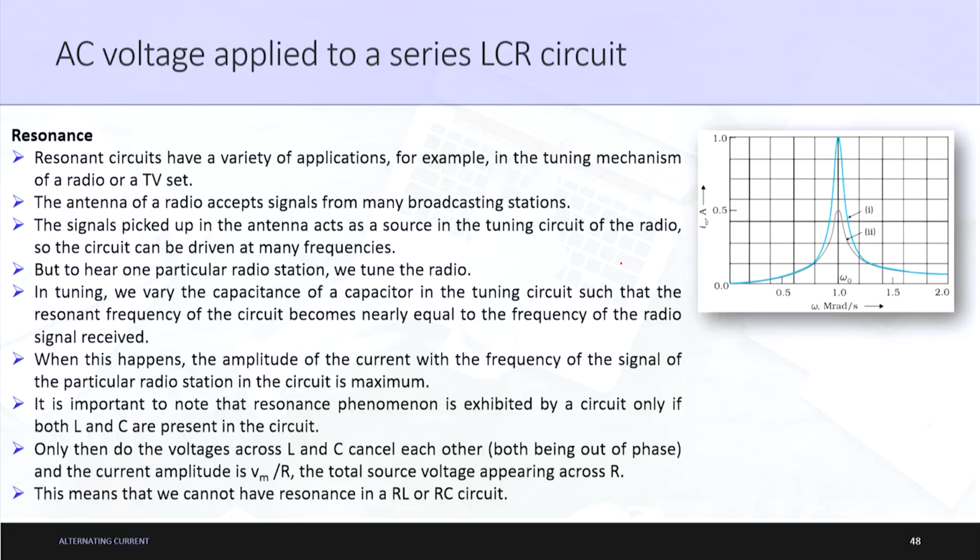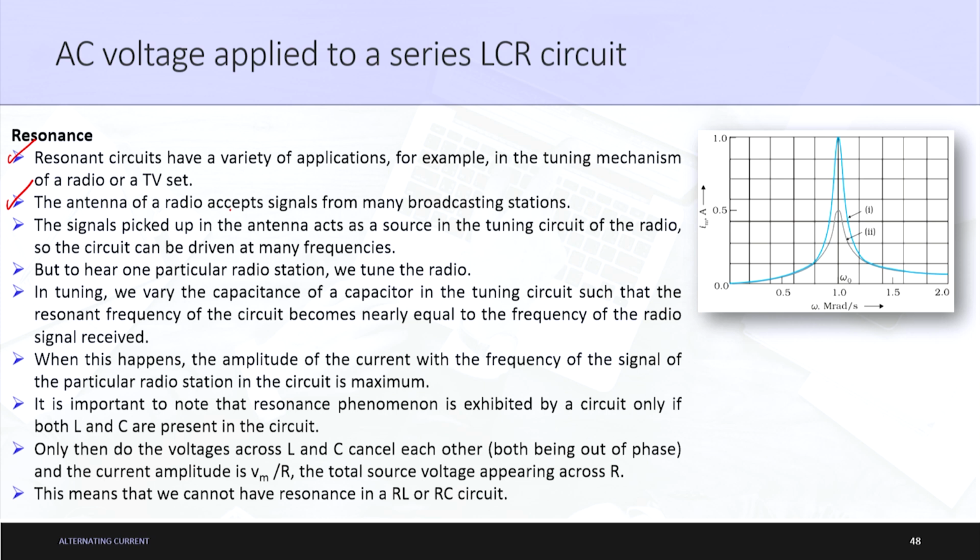Now let us try to understand the application part, some examples. Resonant circuits have a variety of applications, for example, in the tuning mechanism of a radio or a TV set. The antenna of a radio accepts signals from many broadcasting stations. You may have heard of 93.5 FM and 98.5 FM. There are different megahertz frequencies offered by different broadcasting stations. How our radio tunes to only a single frequency and rejects all the others is the basic concept of resonance occurring here. Let us try to understand that. So, in radio, what happens?